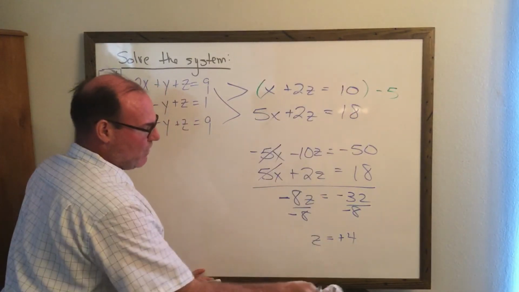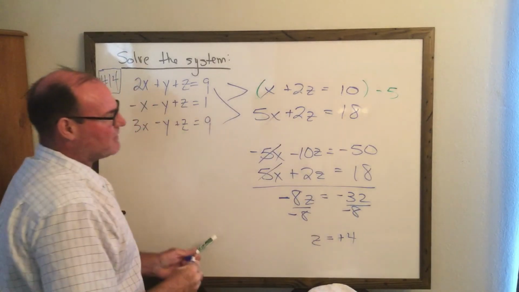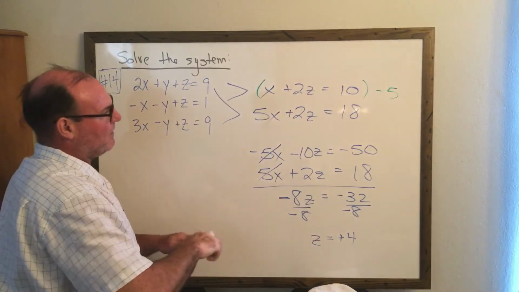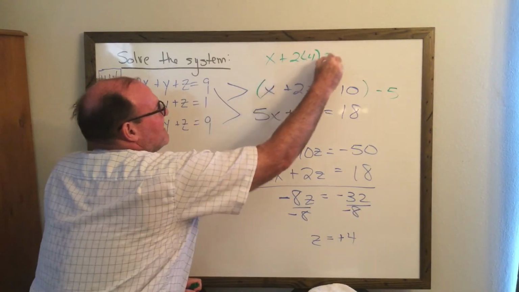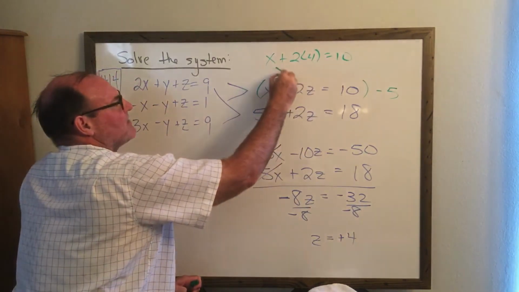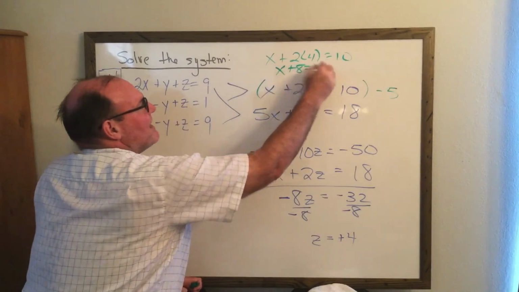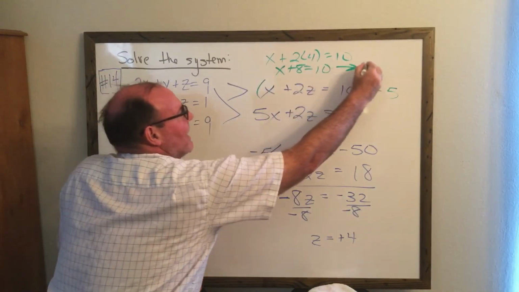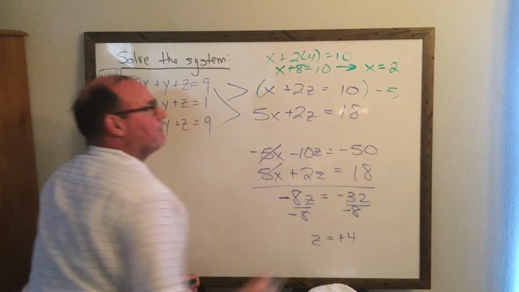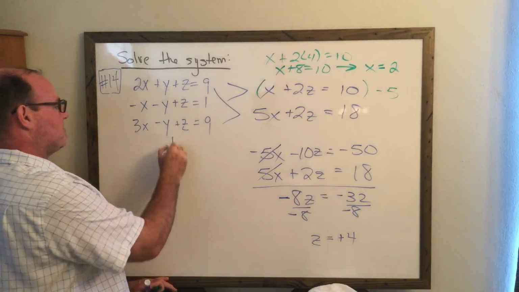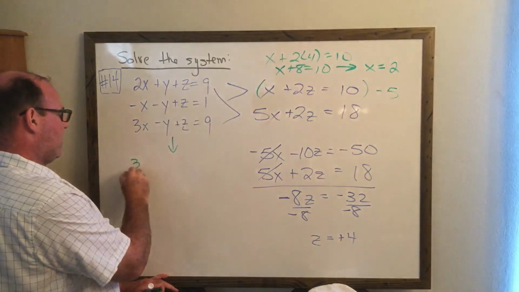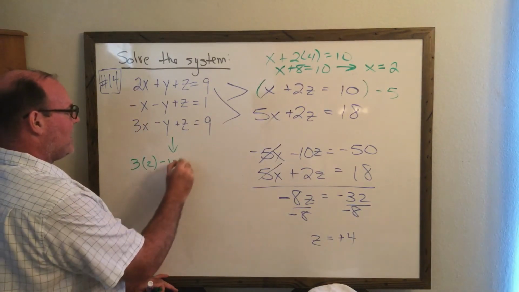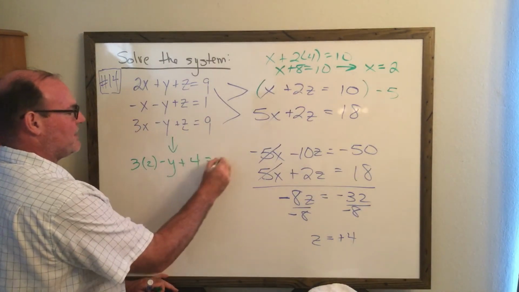So let me now redo this. I'm going to take the positive 4 now, and put it back up here. So I've got x plus 2 times 4 is equal to 10. And then x plus 8 equals 10. And when I subtract the 8 from both sides, I get that x is equal to 2. Finally, I'm just going to use this bottom equation. So 3 times my 2 minus y plus z, which is 4, is equal to 9.